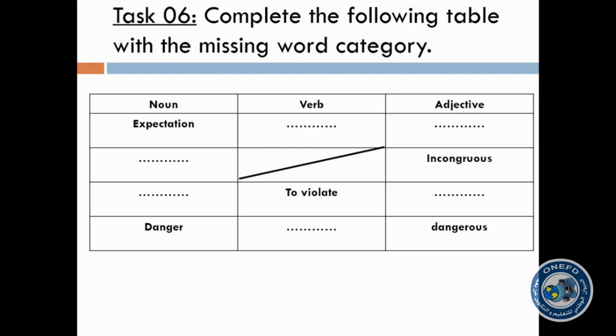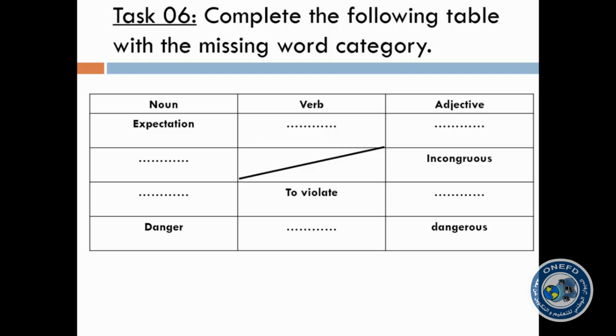Task 6. Complete the following table with the missing word category. So you have a table with 3 columns: noun, verb and adjective. So this task is about word formation. How do we make a verb from a noun or an adjective from a verb?